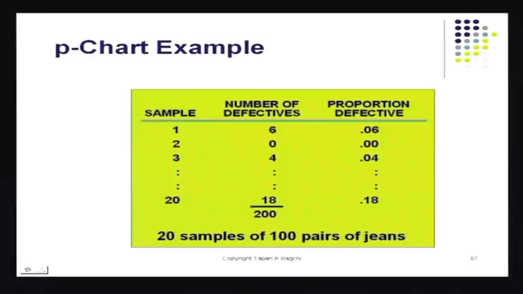So they were looked at, and the number of defective jeans in the lots of 100 each were found, and those numbers are shown in the middle column here. So 6 defectives in the first sample of 100 jeans, none in the second, 4 in the third, and so on. And there are 18 defective items in the 20th. And the proportion defective would then be, of course, 6 divided by 100. That's the size of the lot.